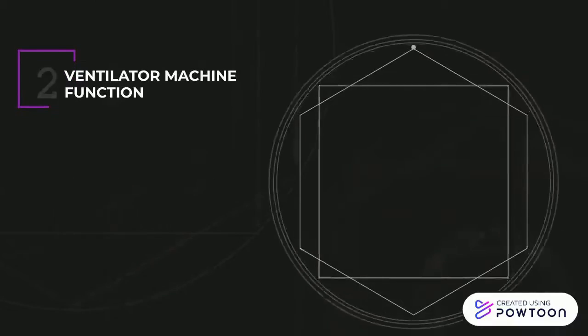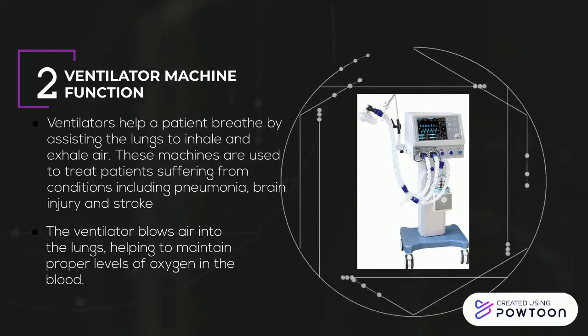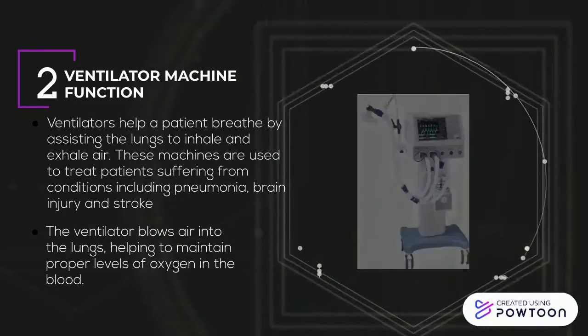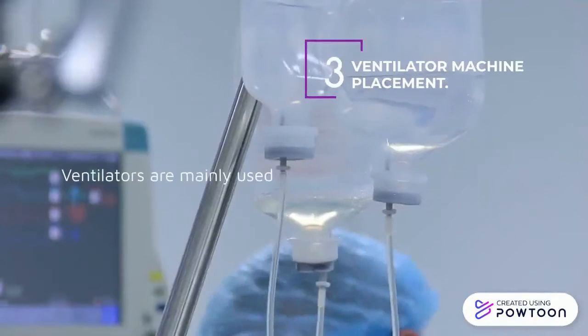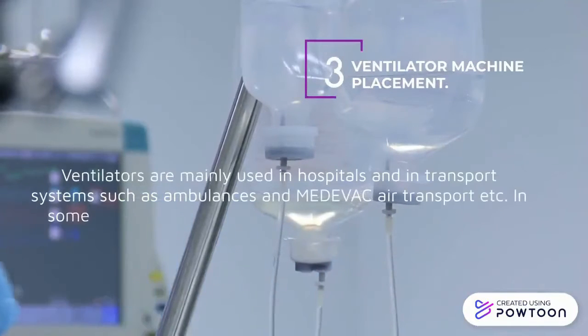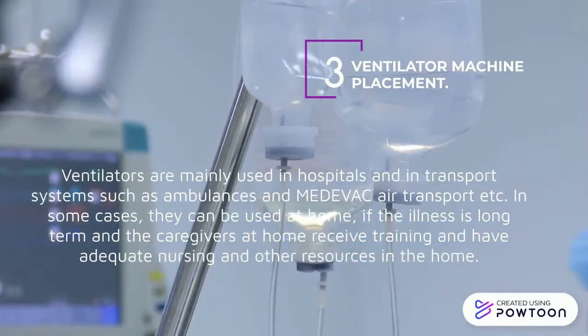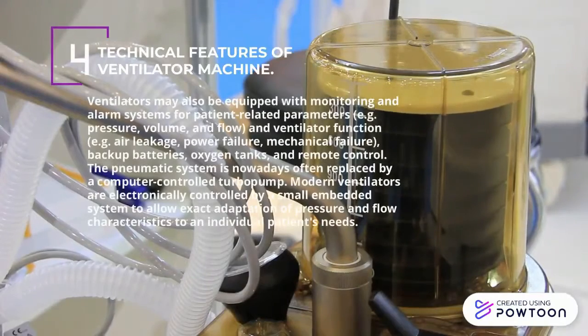Ventilator machine function: ventilators help a patient breathe by assisting the lungs to inhale and exhale air. Ventilator machine placement: ventilators are mainly used in hospitals and in transport systems such as ambulances and medevac air transport. Technical features of the ventilator machine.